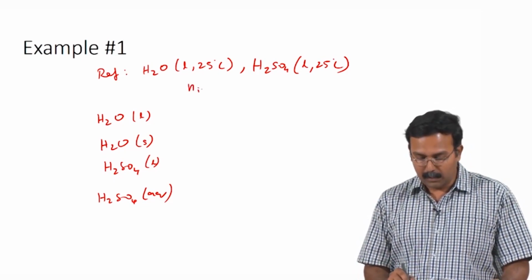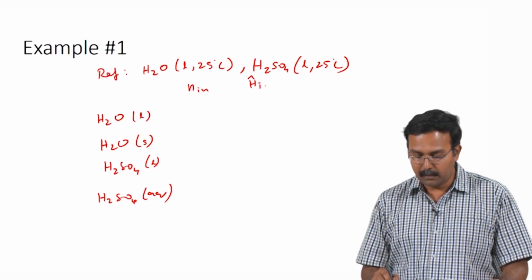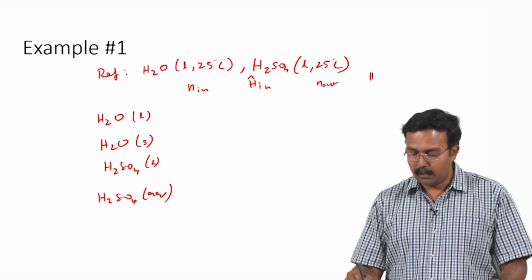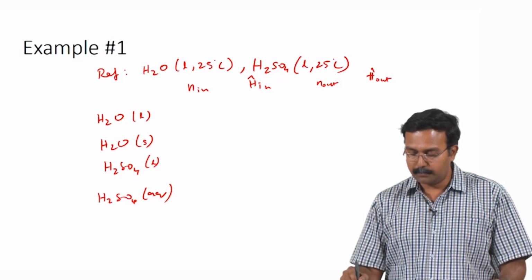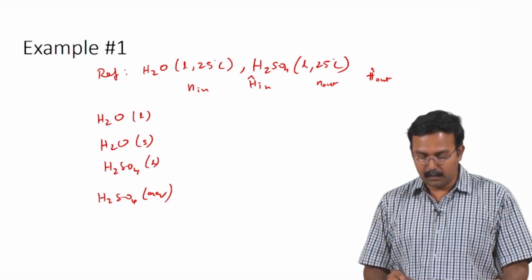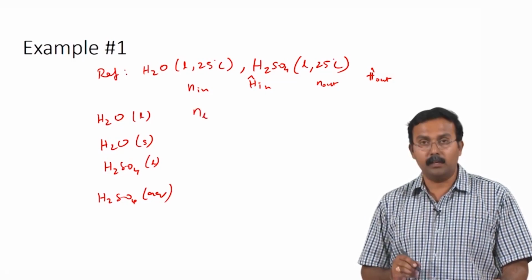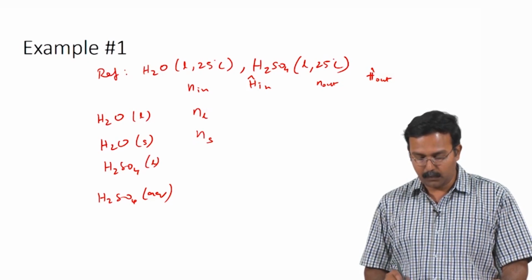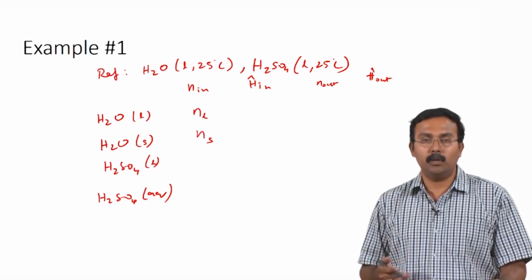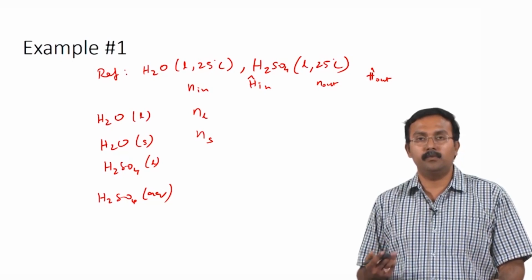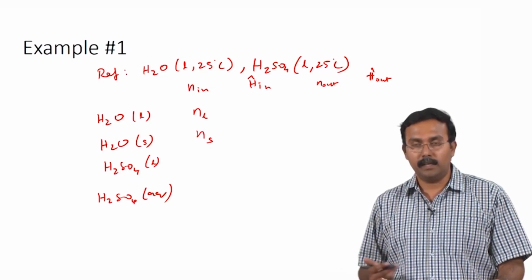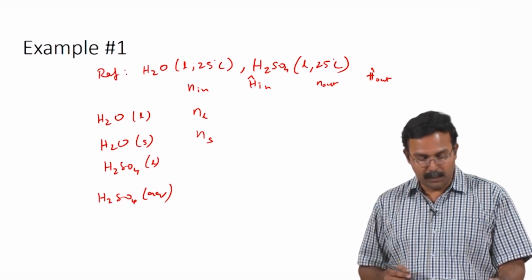Now again we will write n in, H cap in, n out and H cap out. For n in, let us say it is nL for the amount of liquid water and nS for the amount of solid water or ice, because that is what we need to calculate. We need to find the mass of liquid water and solid ice for the final answer. So we will take them as two variables.